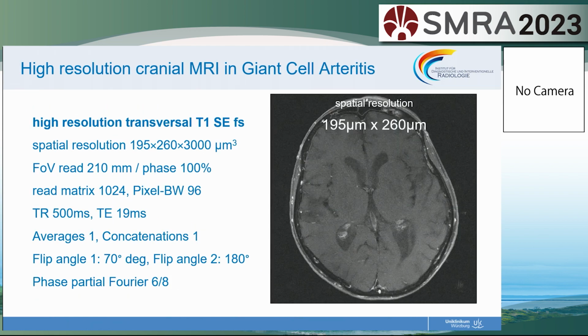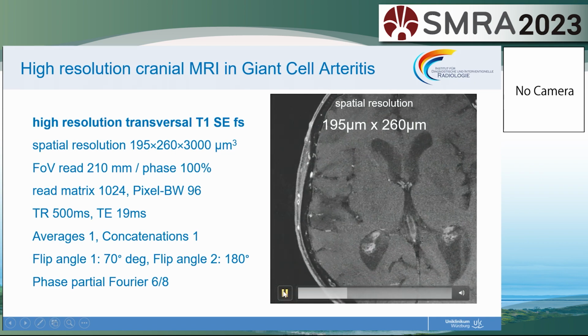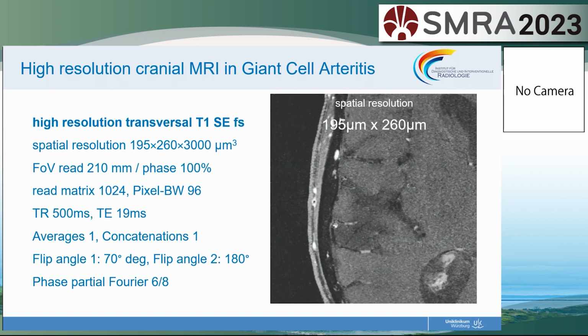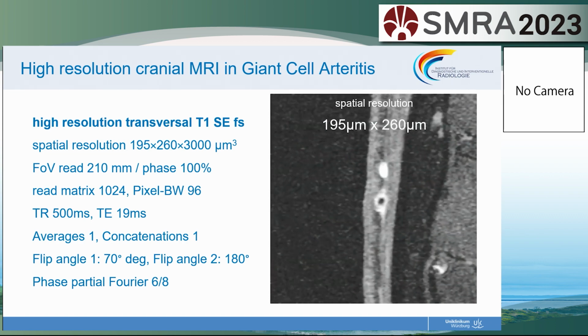With MR imaging, you can use very high-resolution MR imaging, as depicted in the sequence that we use, and that allows you to enlarge to the area of interest, which is, in this case, the superficial temporal artery, without any blurring or artifacts because of the high resolution of roughly 200 by 260 micrometers by 3 millimeters. So it's a spaghetti voxel, if you will.